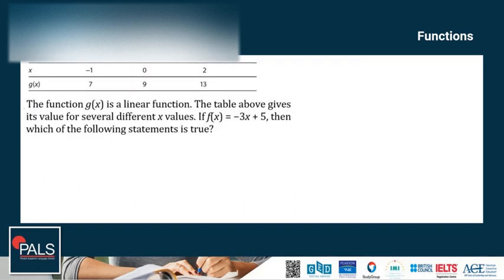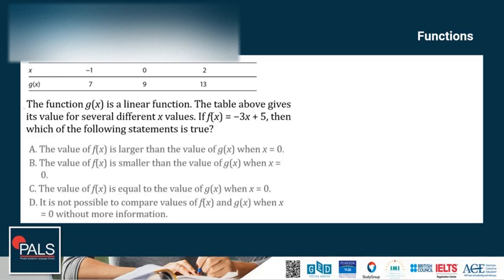Let's have a GED type of example. It says the function g of x is a linear function. The table above gives its values for several different x values. If f of x is equal to negative 3x plus 5, then which of the following statements is true? Now let's look at the choices.